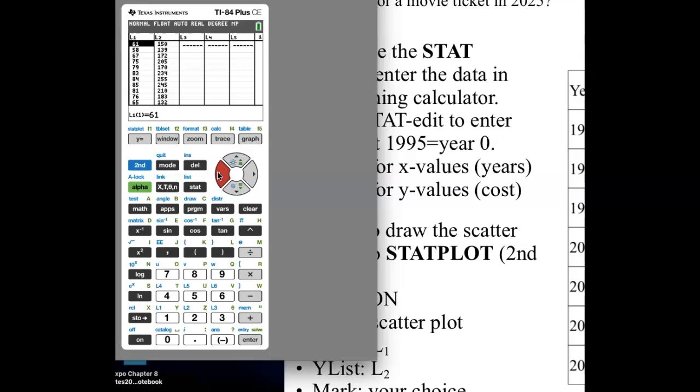Does that make sense? So we arrow up to where it says L1. We hit the clear key, which is over here under your arrow keys. And then we arrow back down and it will clear out that data. Do not try to type over the data because if your new list has fewer data values than the old list did, you're going to have some at the bottom that you can't get rid of. So you always want to clear it before you enter a new set. All right, so I'm going to do the same thing. I'm going to arrow over and up to list 2, hit clear, and then arrow back down. Okay? All right, let's go back to list 1.